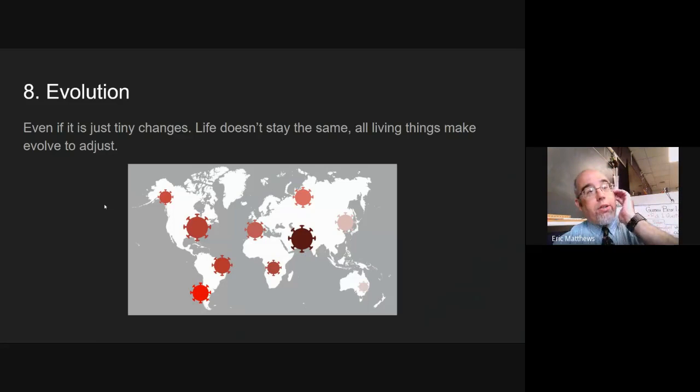Now here you see a map, and this was actually tracking coronavirus. And what you see here are the different variations that we've seen, the different mutant strains that have already evolved in just the last 8 months since this whole pandemic began. So they are evolving, they are changing, which brings up something very interesting.